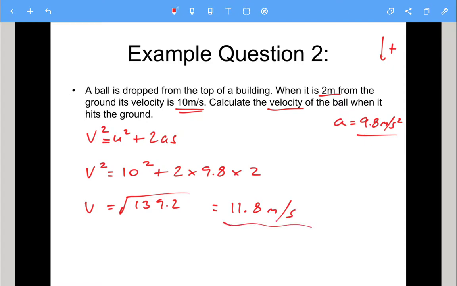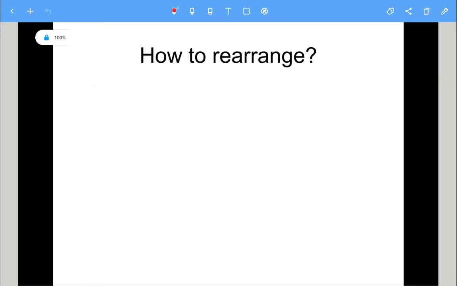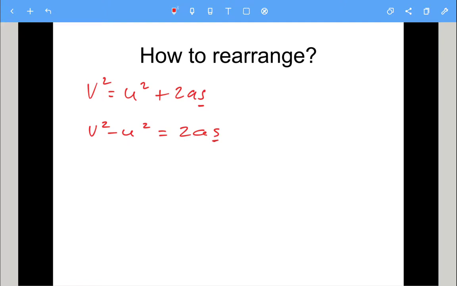Right, let's look at rearranging the equation now. So we've got the equation v squared equals u squared plus 2as. Let's imagine we wanted the displacement to be the subject. So we need s on its own. So first of all, let's get rid of the plus u squared. To move it to the other side, it's minus u squared, equals 2as. Then to isolate s on its own, we need to get rid of the times 2 times a. So the opposite of multiplying by 2a is dividing by 2a. So it would simply be v squared minus u squared, divided by 2a, to give us the displacement.